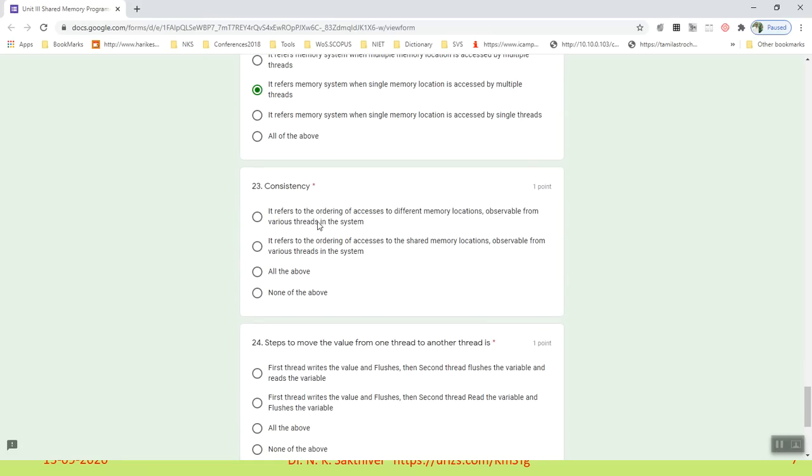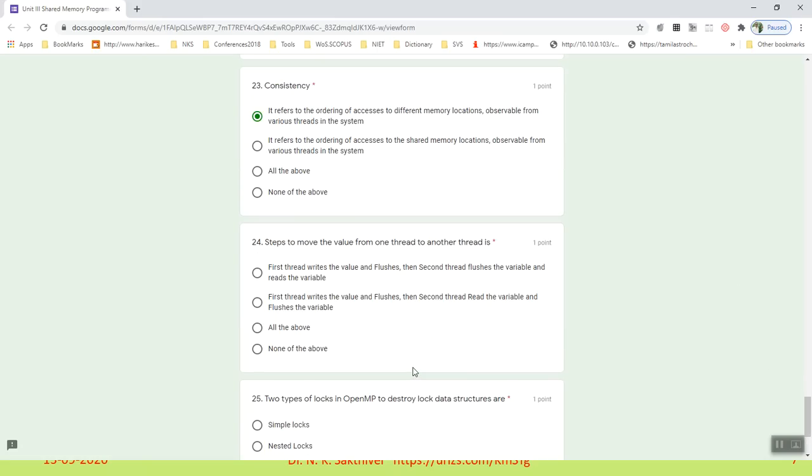And the next one is consistency. You know very well what consistency is. Consistency means different memory locations, and the data should be updated properly. For example, different memory locations observable from various threads in the system. I already told you, say there are 10 memory locations. I stored x equal to 10 in the first memory location. That data should be updated in all the other 9 memory locations. That is called consistency. One thread is storing in any one of the memory locations, and all the other memories have to be updated. That is consistency.